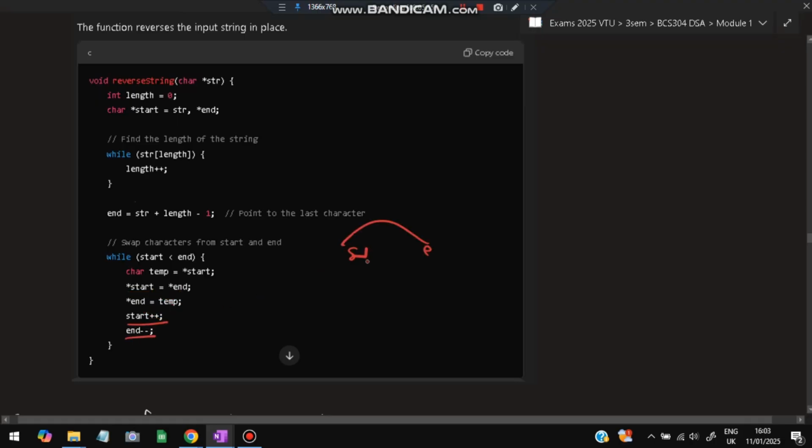Start plus plus takes the second character, end minus minus takes the second last character, and they will be switched. Again start plus plus and end minus minus, these two will be switched. Like that each character gets switched, first and last, second and second last, third and third last, so that eventually we have a reversed string.